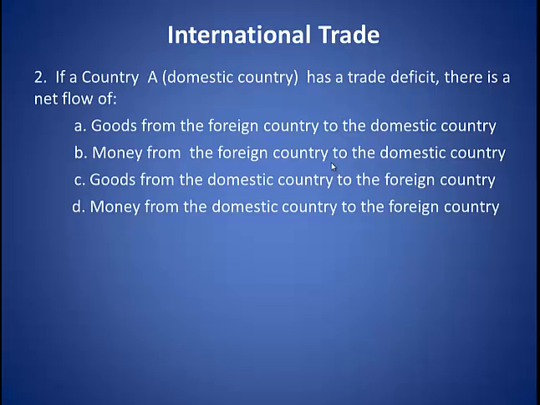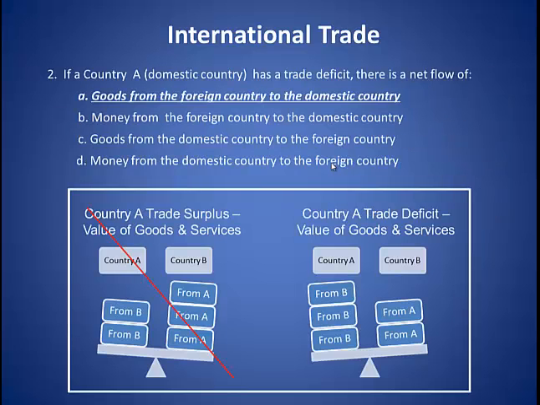Let's try number 2. If country A, which is the domestic country, has a trade deficit, there is a net flow of... Again, stop the video, arrive at your answer. When you're ready, restart the video. The answer is, if country A, the domestic country, has a trade deficit, there is a net flow of goods from the foreign country to the domestic country.